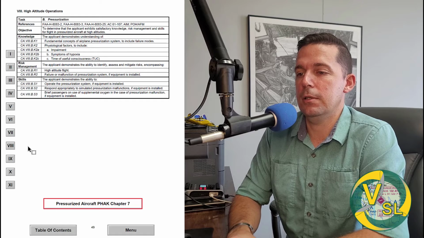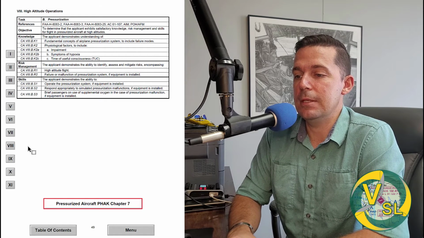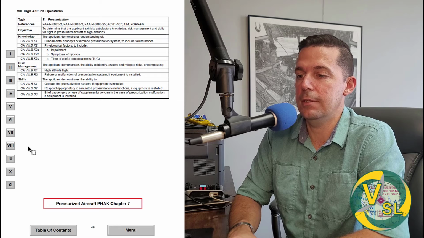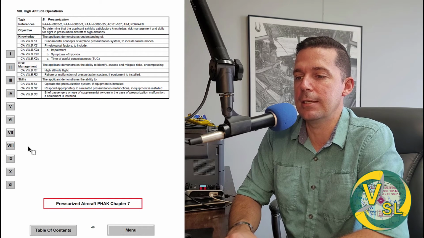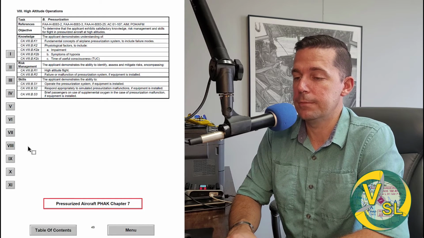Pressurization, operate the pressurization system, that's Task B. We have 3 skills again. Skill 1, operate the pressurization system if equipment is installed. Skill 2, respond appropriately to simulated pressurization malfunctions if equipment is installed. And skill 3, brief passengers on use of supplemental oxygen in the case of pressurization malfunctions if equipment is installed.